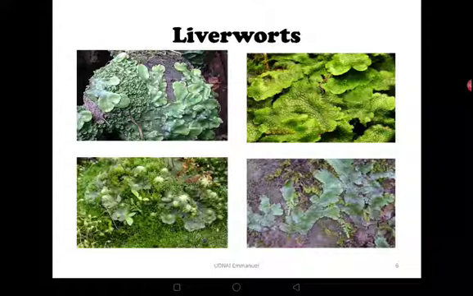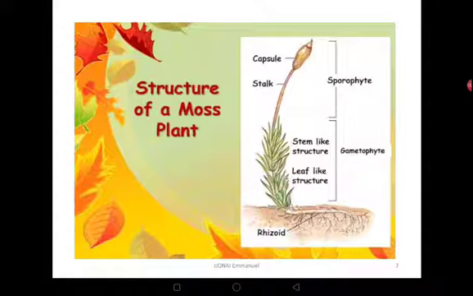However, they are primitive plants. They are called primitive plants because they lack most of what other plants have. So they are called primitive what? Plants. But they are also plants because they share some of the characteristics. So let's take the moss and look at its structure there.